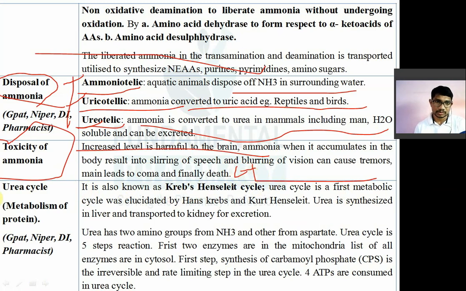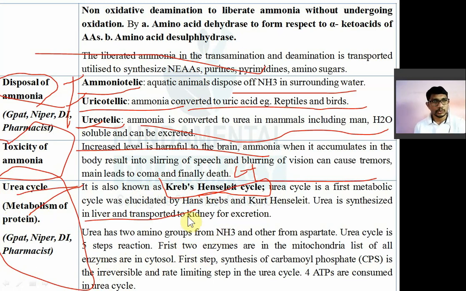It is disposed of by the urea cycle. It is the final common pathway for the metabolism of protein. The urea cycle is also known as the Krebs-Henseleit cycle. This has been asked in papers. The urea cycle is the first metabolic cycle elucidated, by Hans Krebs and Kurt Henseleit. That's why it is called the Krebs-Henseleit cycle. Urea is synthesized in the liver and transported to the kidney for excretion.